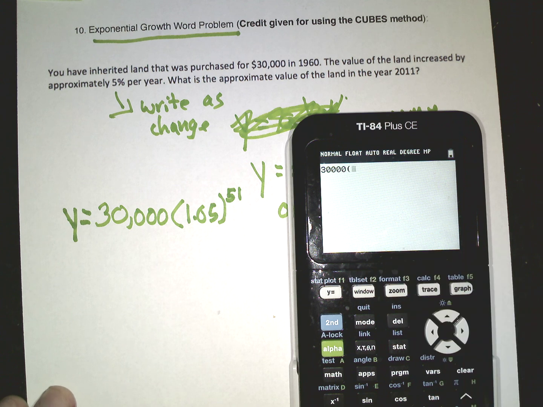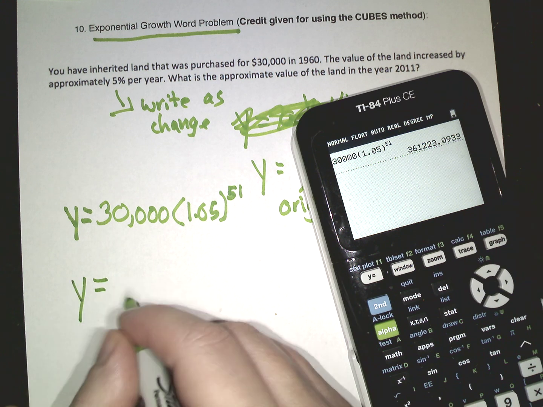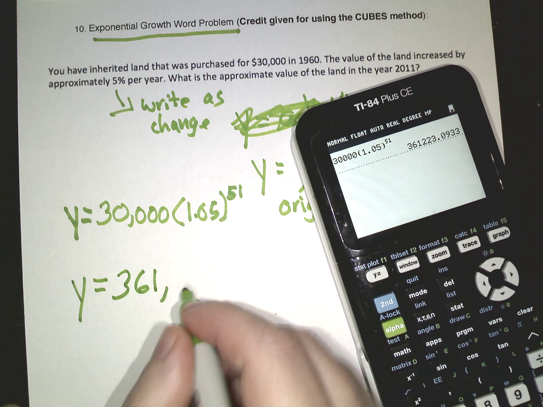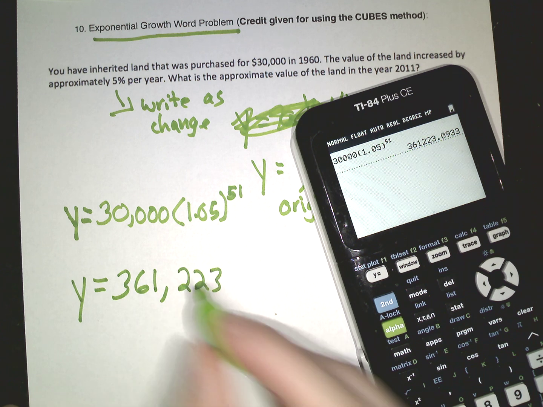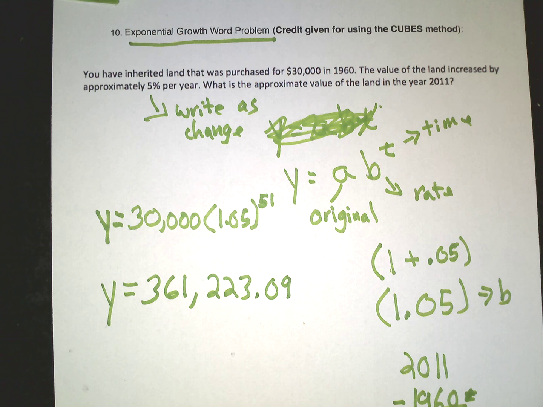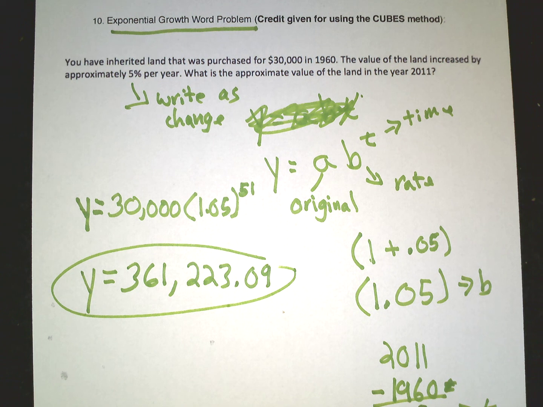30,000, 1.05, exponential, 51. Hit enter. When you get this number, your y will equal 361,223 and 9 cents. Which is a pretty good deal if you think about it. If you somehow could keep something for that long, it's almost $250,000 on a $30 investment. If you could be patient, that's good work.